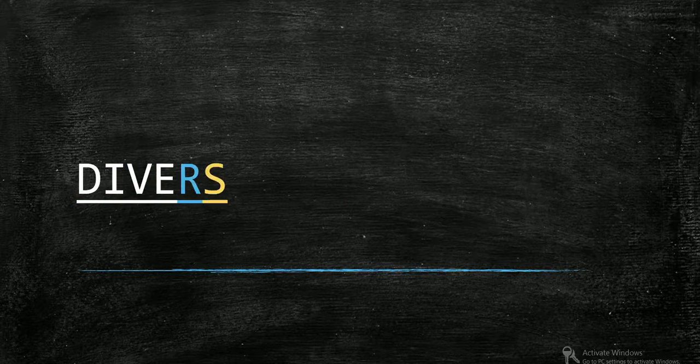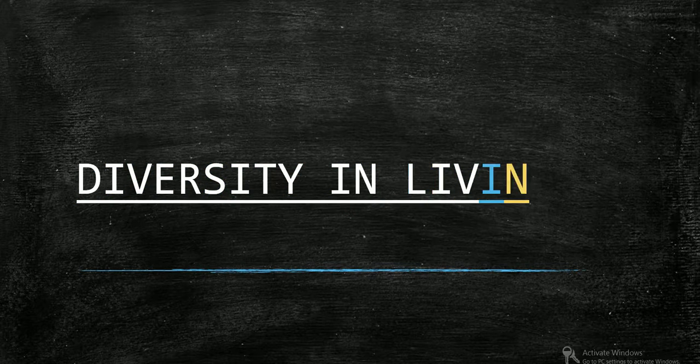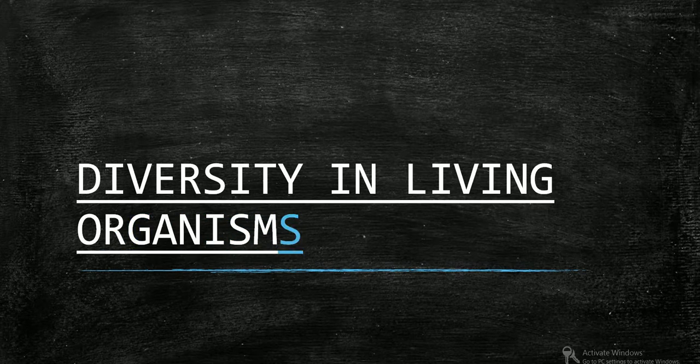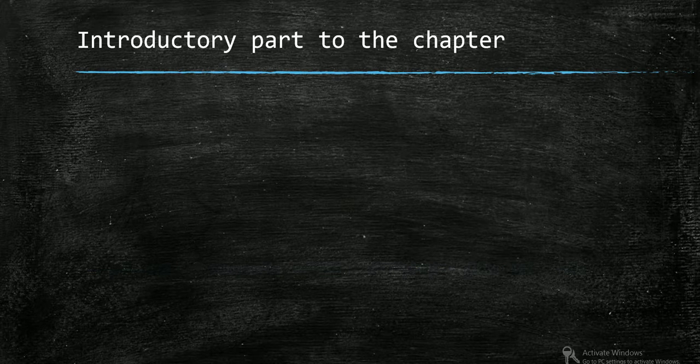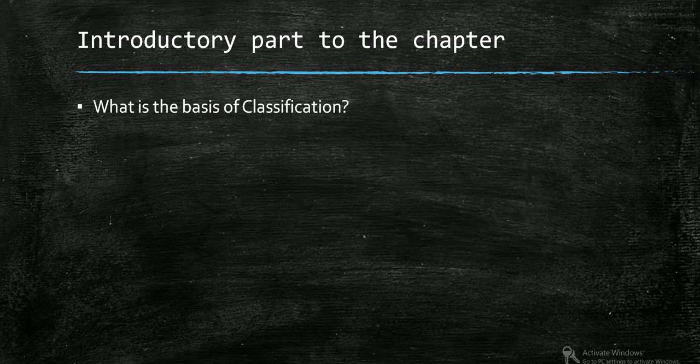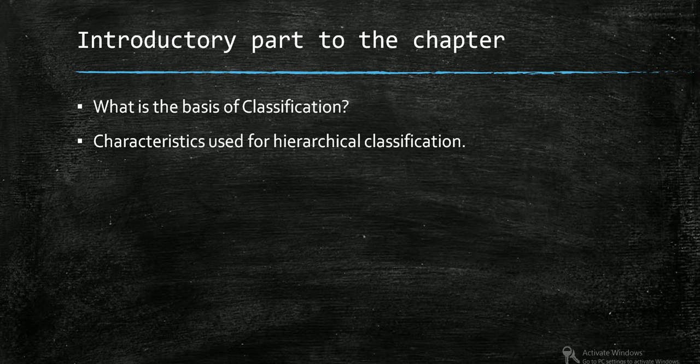That is, I'm a new YouTuber, and in this my first video I will be telling you about diversity in living organisms, chapter 7, NCERT CBSE. Now, part 1, introduction. In the introductory part to the chapter, I will be telling you what is the basis of classification, characteristics used for hierarchical classification, and classification and evolution.